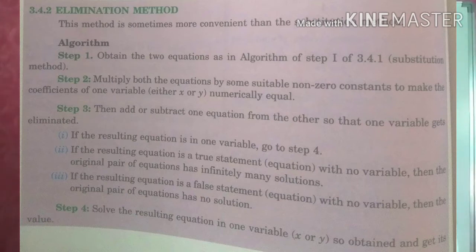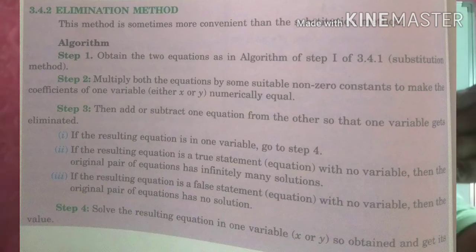Third step, then add or subtract one equation from the other so that one variable gets eliminated. So then what do we have to do? Check the sign of the coefficients.